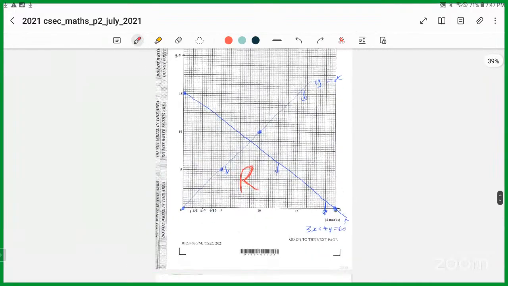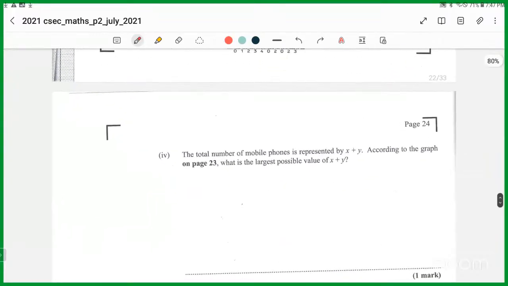Now it says down here, the total number of phones is represented by x plus y. According to the graph, what is the largest possible value of x plus y? Let's call that value. So value is x plus y. The largest value of x plus y is at one of the vertices, just the same. Whatever it is, the total number of phones is x plus y. You have to go to one of the vertices and see what those values are.